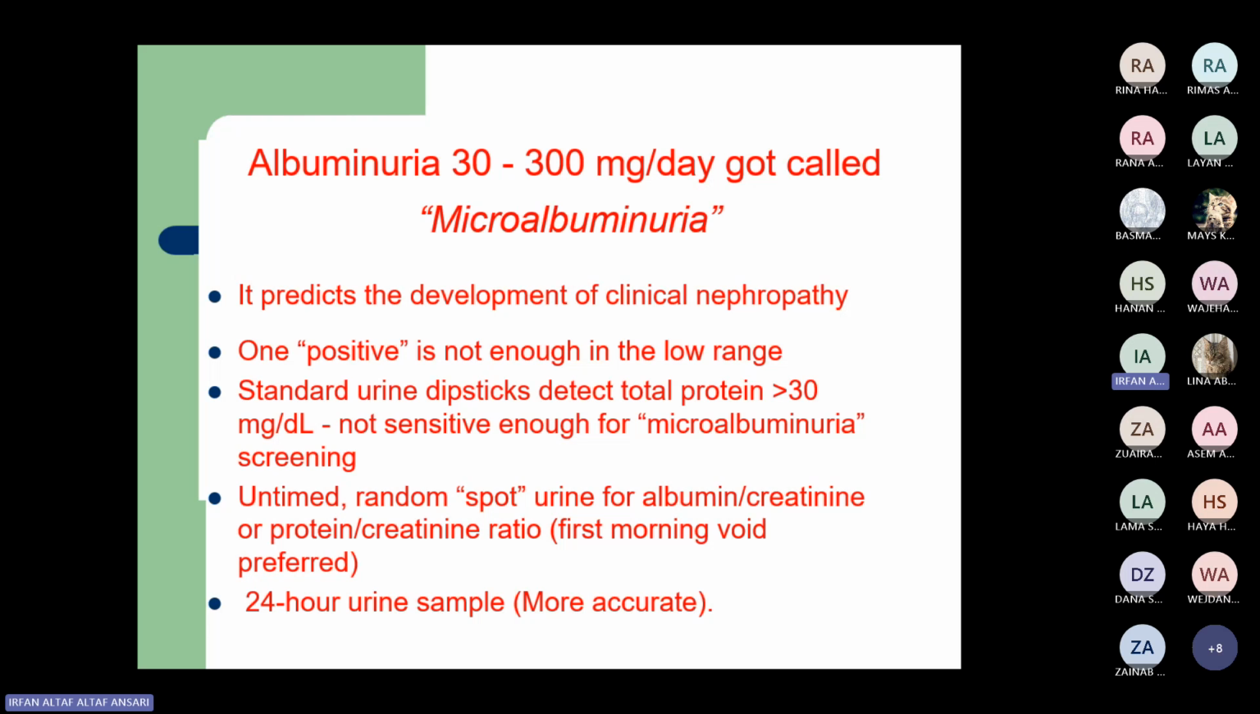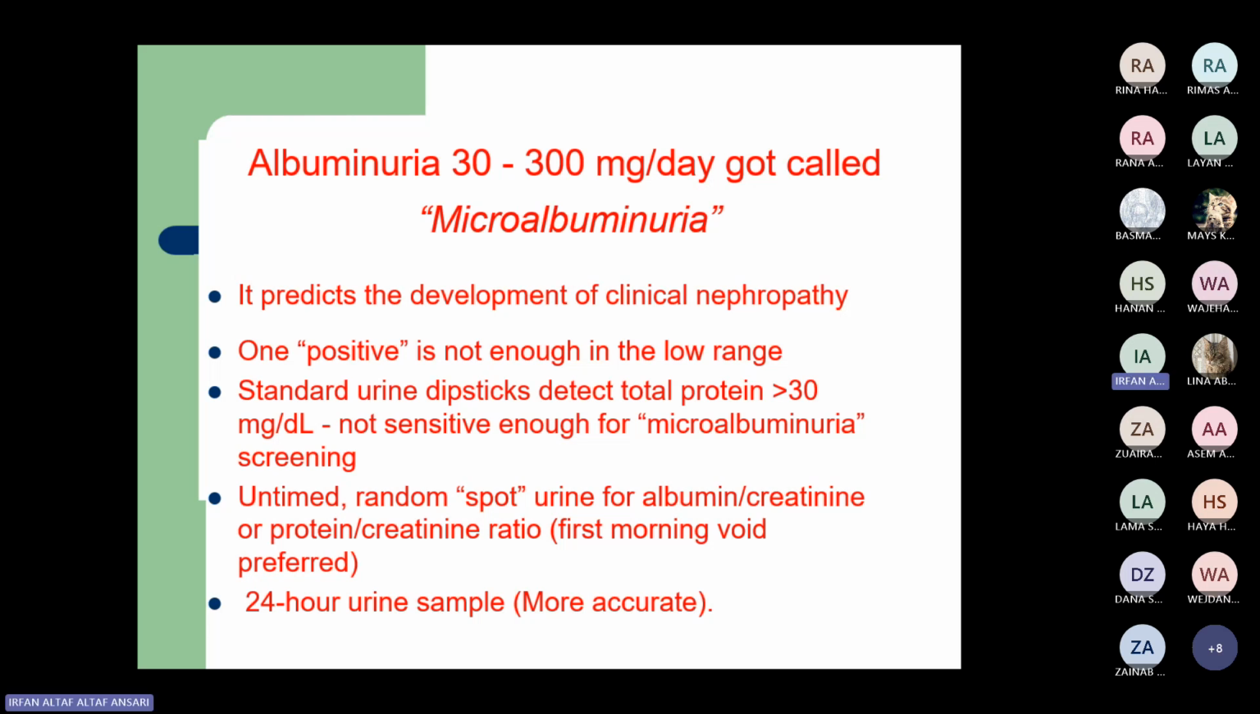The next day morning urine he has to collect. That does not have to be discarded. So in this 24 hours, if you find the albumin level in between 30 to 300, we call it microalbuminuria, and it is very important because it predicts the development of clinical nephropathy. One positive is not enough in the low range. Suppose your patient has got 35 milligram, you will not call it microalbuminuria. You will need another sample to label it as microalbuminuria.